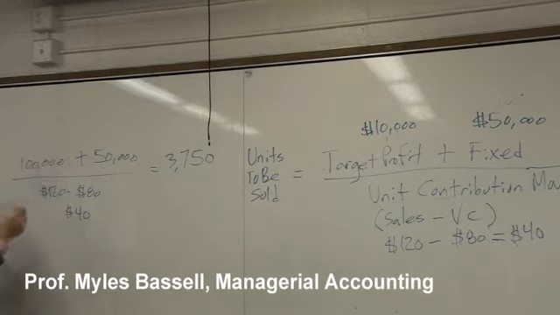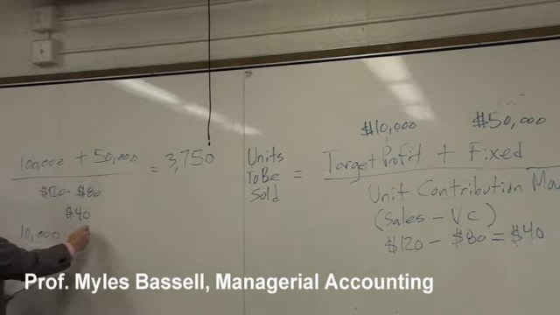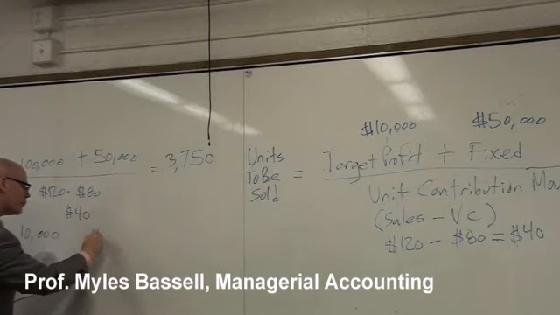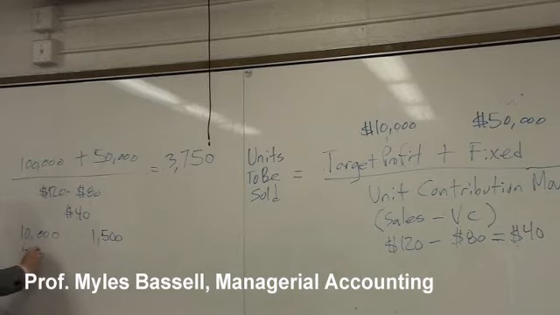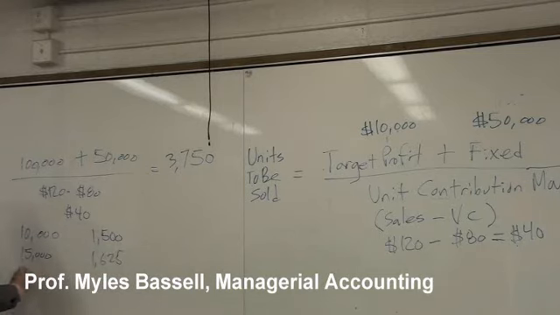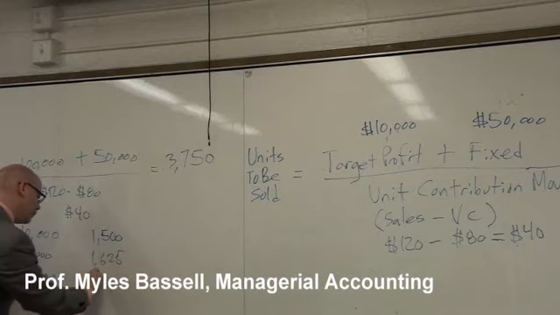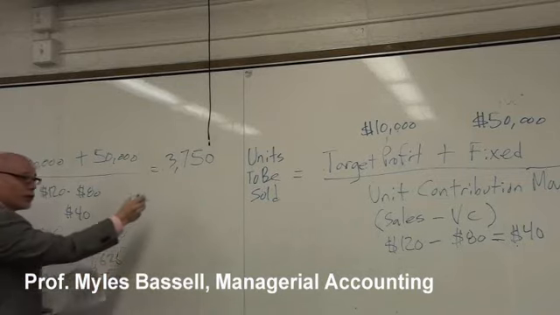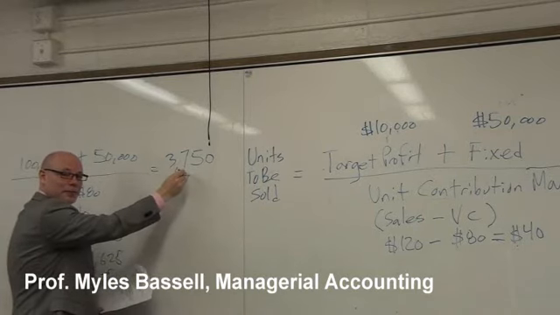So let's look at this. At a target profit of 10,000, how many units did we need to sell? 1,500. And a target profit of 15,000, how many units did we need to sell? And a target profit of 100,000, how many units do we need to sell? You sure this is right? Anybody check it? Not trust.